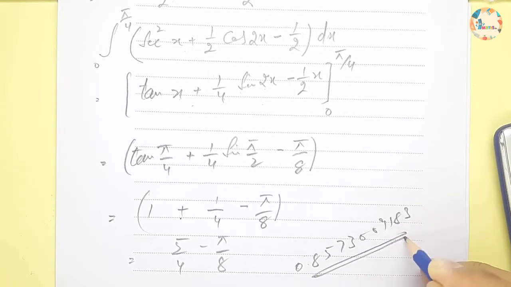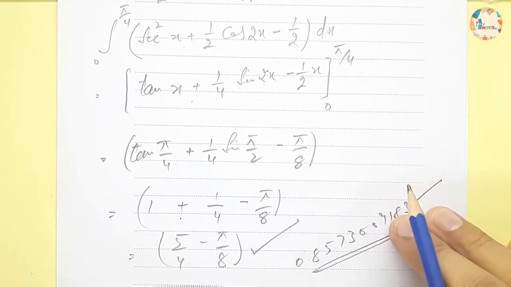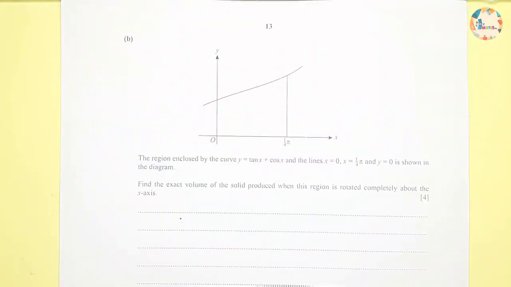0.85730098183. So this is basically the calculator answer, and this is the answer, so it is an equivalent answer. This will also work. Hopefully you got this part as well. Now B part, question 7, B part.